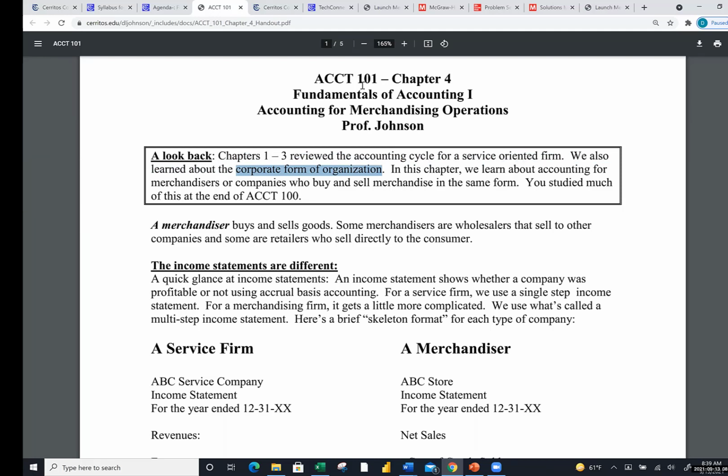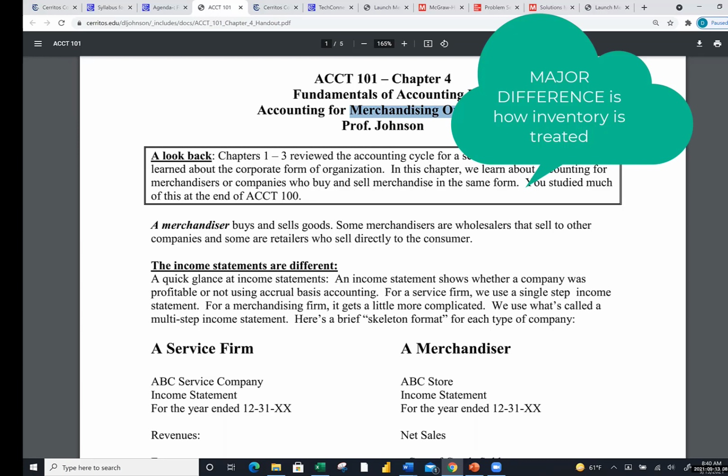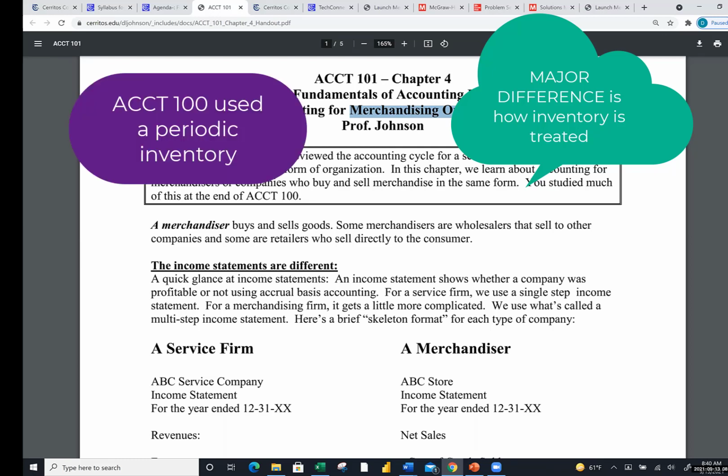So now we're going to make the transition to these merchandising operations. The good news is you guys had half of Accounting 100 devoted to merchandisers. So it's not the first time that we've talked about what a merchandiser does. The major difference is the difference in 2 inventory systems. One was a periodic system, which you used in Accounting 100, and that periodic system would be for a small, unsophisticated company that doesn't want to hassle with tracking all the ins and outs of inventory. So in Accounting 100, we learned that at least once a year, there had to be a physical count taken, and that's how we backed into cost of goods sold.